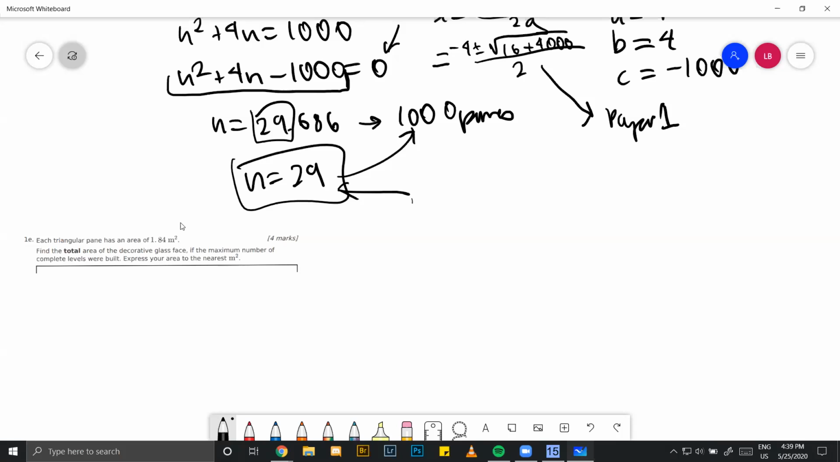Now we know that if 29 levels were built, we need to again find the number of triangular panes. You can't just use 1,000 panes because that's 29 levels plus 0.686 levels. So you need to figure out exactly what 29 levels is. So again, Sn is equal to 29 squared plus 4 times 29. And then you can solve for that. Give me a minute, I'll solve for that right now.